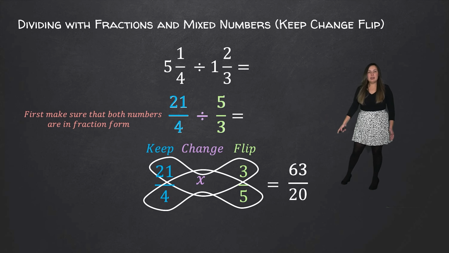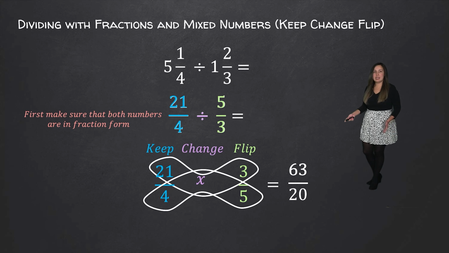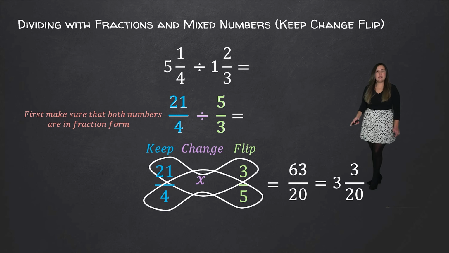And we have an improper fraction here, so we're going to take it and write it as a mixed number. So 63 over 20 is equal to 3 and 3 over 20. So 5 1/4 divided by 1 2/3 is equal to 3 and 3 over 20. And that's it for dividing with fractions and mixed numbers using keep, change, flip.